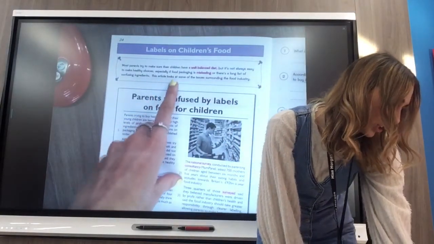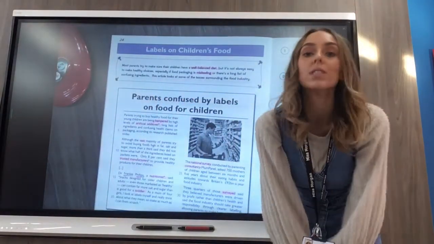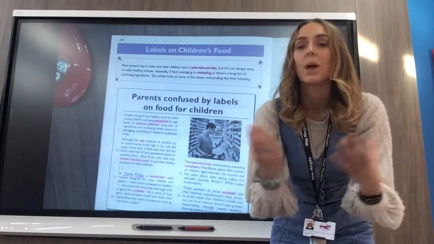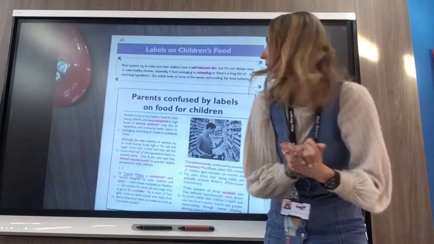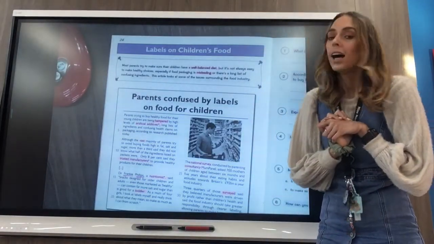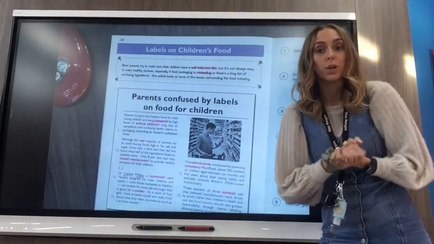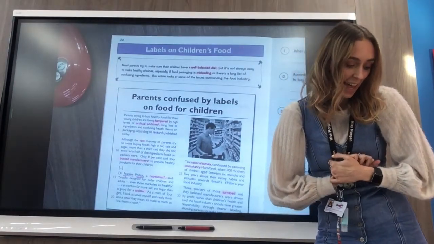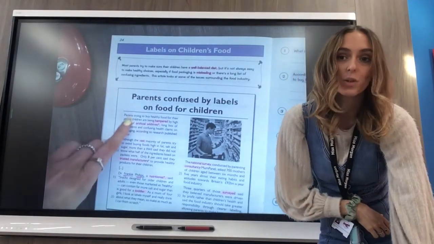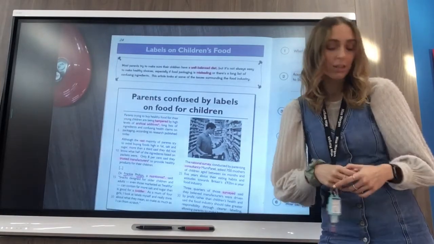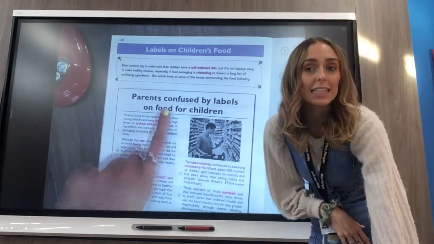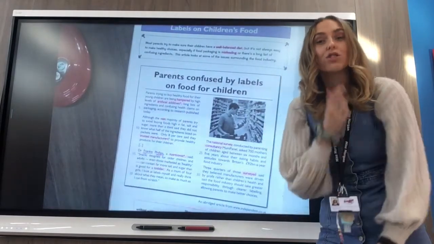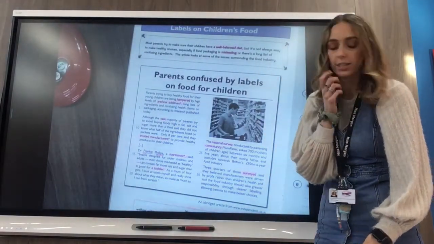This article looks at some of the issues surrounding the food industry. So that's the industry where they sell all of the food. Okay, so I'm not going to read the news article to you because you are very capable of doing that yourselves, aren't you, Year 3? Okay, so I want you to read your text. In a moment you will hit pause on the video and really read the text carefully. But before you do that, let's go through some of the tricky vocabulary first.